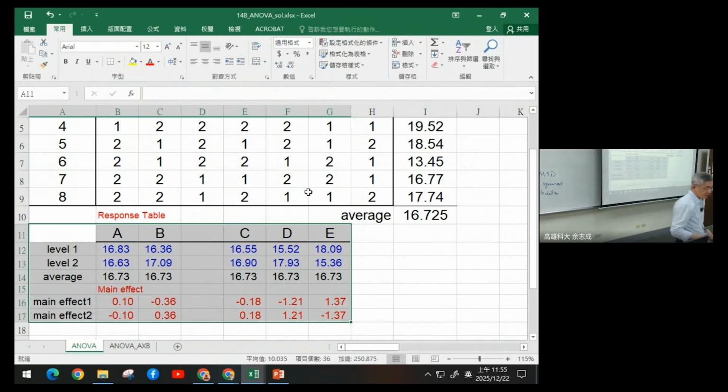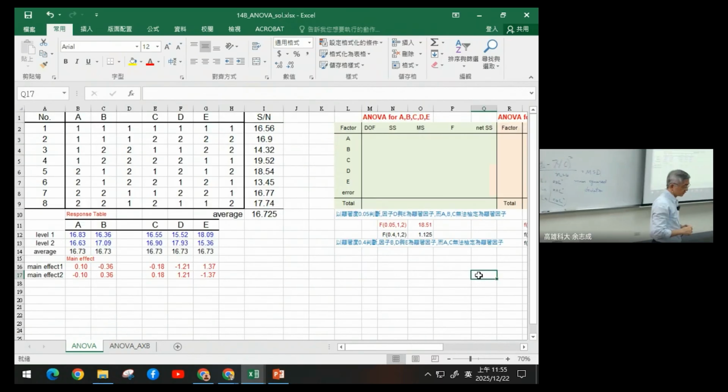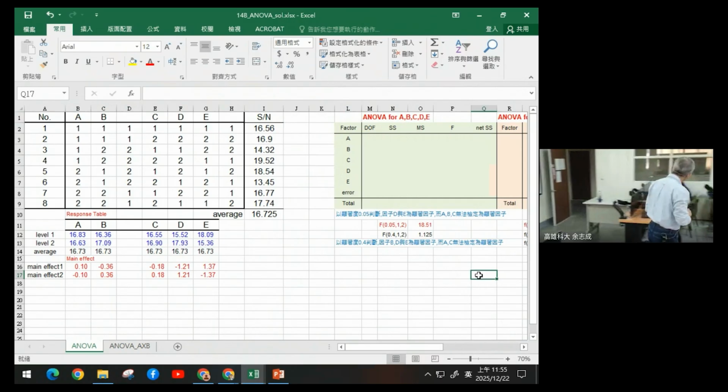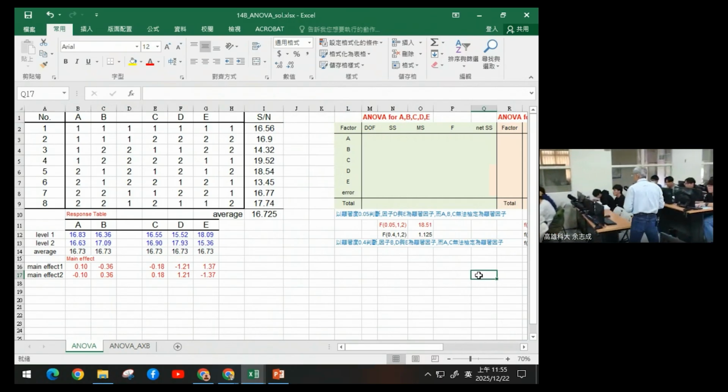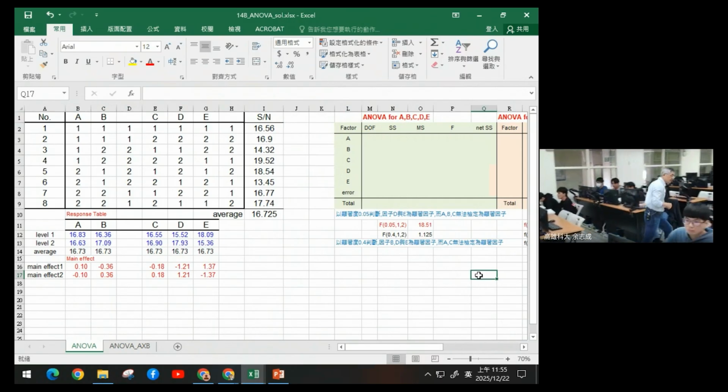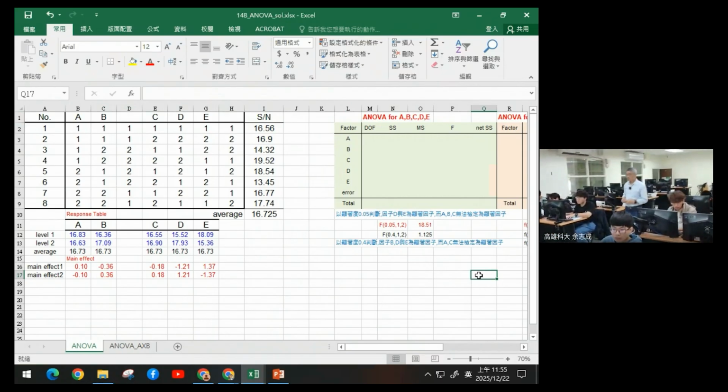Okay, this is what we did before the midterm, should be no problem. Practice makes perfect. Although this is very repetitive, I still want you to do this practice so you will be able to find out the main effects. Okay, I believe some of you should have finished that. Okay, good.